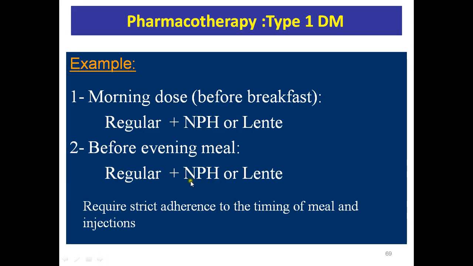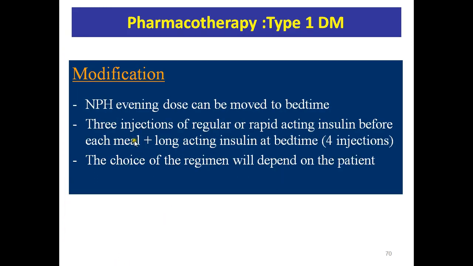So there are several examples of how you can give it. You can give a morning dose before breakfast, a regular and NPH or Lantus, and then you give an evening dose with regular or NPH. This requires strict adherence to the timing of the meal. So you fix the time of the meal, 8 a.m. in the morning, 8 p.m. in the evening, they have to take their meal and their injections. So you can give them twice a day, and then there can be several modifications in this therapy as well.